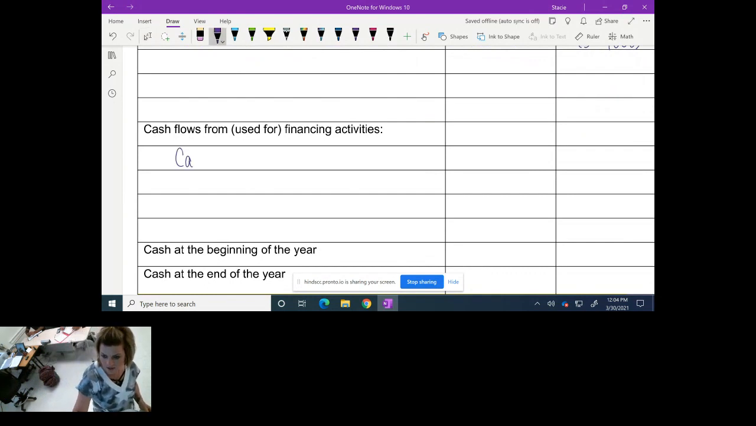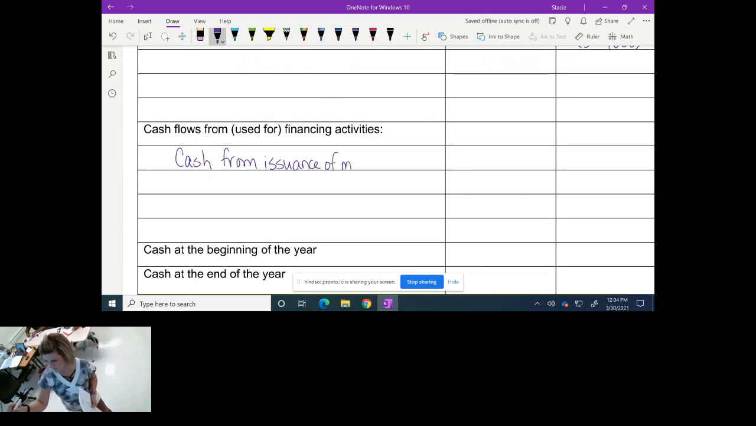All right, so we've got cash from, I think you could say cash from mortgage note. Okay, so is that going to be an addition or a subtraction? Additions. Yeah, you got cash when you took the loan out. So 224,000. The next thing is going to be cash used for dividends. Well, we've got to figure that out.